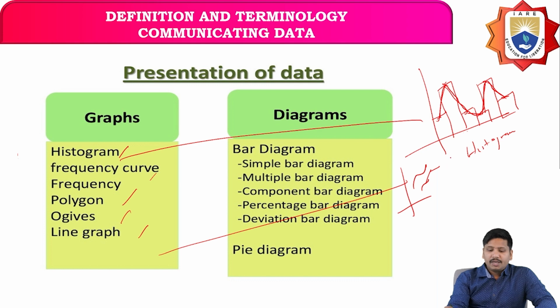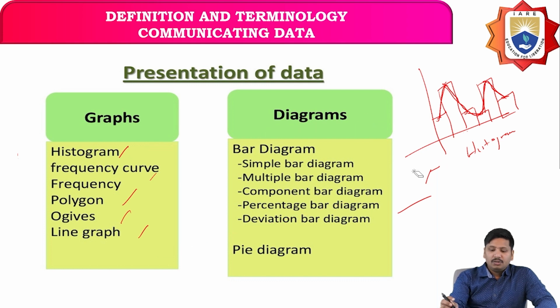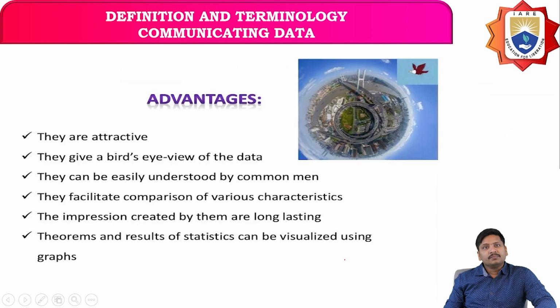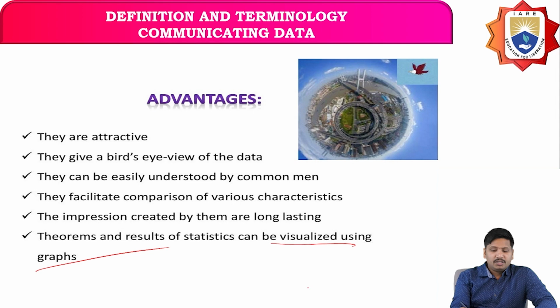And bar diagrams. In bar diagrams we have simple bar, multiple bar, component bar, percentage bar, and deviation bar. And pie diagram is also included. So what are the advantages of this? They are very attractive, give a bird's eye view of the data, and can be easily understood by the common man. They also facilitate the comparison of various characteristics, create a long-lasting impression, and the theoretical results of statistics can be visualized in the form of graphs.